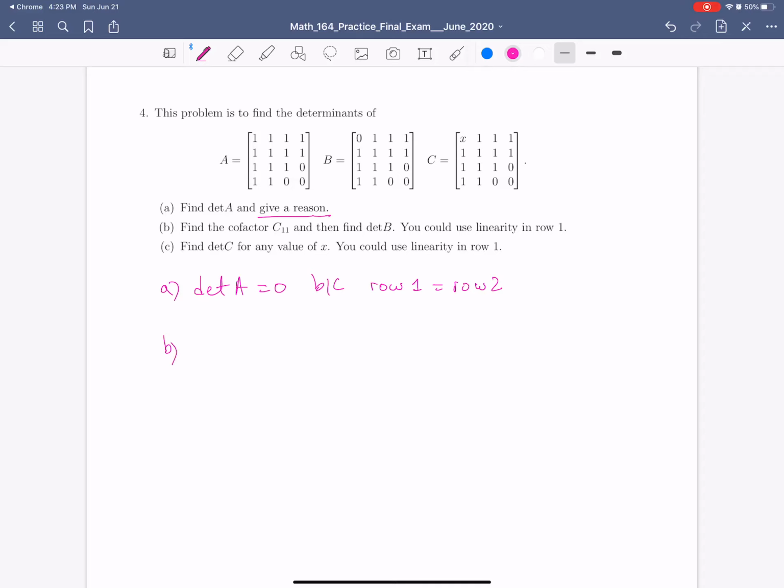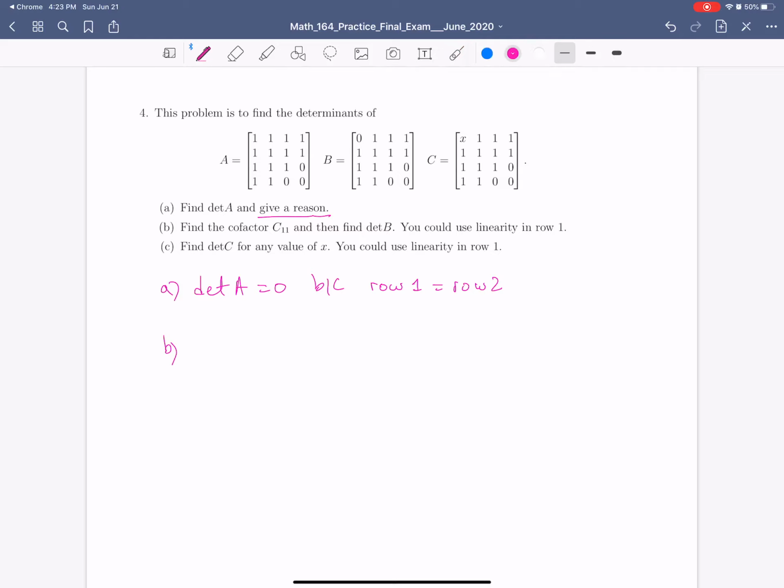Now, part B says find the cofactor C11, and then find the determinant of B. So why do I want to do that? Well, how does it say use linearity in row 1? Well, I need to look at these matrices. They do look very similar. In A and in B, everything is the same except for that number, right? So how can I use this cofactor? Or maybe let's start there.